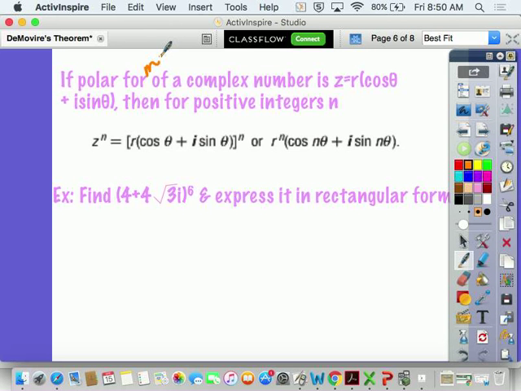What we're going to do is look at 3 examples of applying DeMoivre's theorem to complex numbers, and that'll be all for today. Sometimes they'll be in rectangular form, and some of them might be in polar form. Like this first one: find 4 plus 4 root 3 i to the 6th power and express it in rectangular form. Hopefully you wouldn't try to multiply 4 plus 4 root 3 i six times. What you can do is convert it to polar form, apply DeMoivre's theorem, and then convert it back to rectangular form. That would be easiest instead of trying to FOIL that all out.